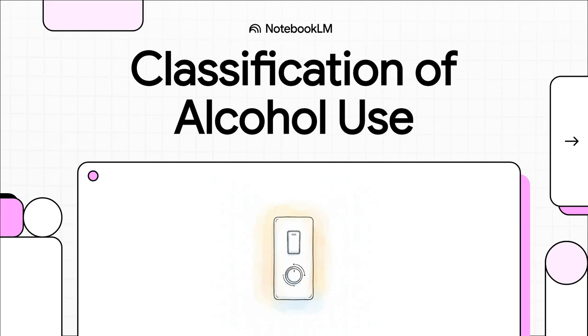When we talk about alcohol use, it's really easy to fall back on simple labels. But in the worlds of medicine and psychology, the way experts classify it has gotten so much more sophisticated. Today, we're going to explore that evolution, moving from what was basically an on-off switch to a much more complex, and honestly, a much more revealing spectrum.